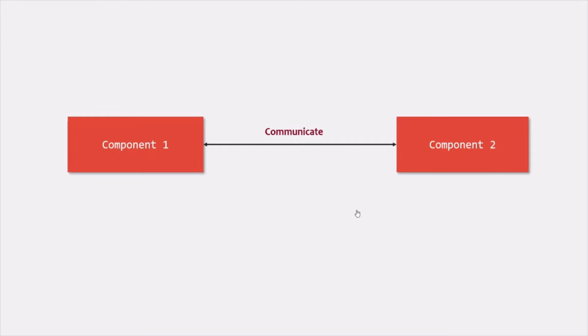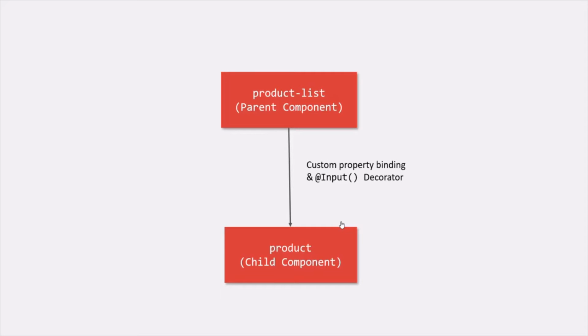When we want to communicate between two components, and if those components have some relationship like a parent-child relationship, then in order to pass data from parent component to child component, we can use custom property binding using the @Input decorator. So we can use custom property binding with the @Input decorator in order to pass data from parent component to child component. Let's see how we can achieve it.